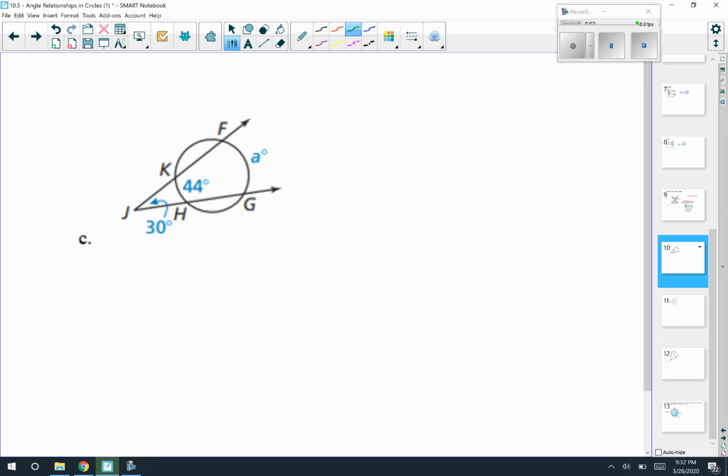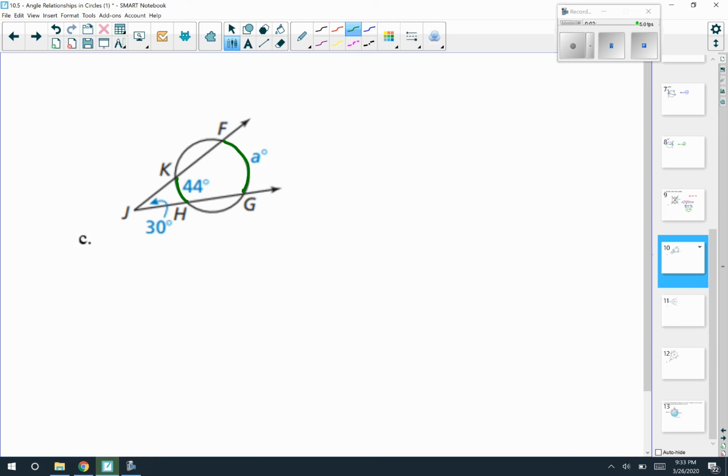Letter C. Find the value of the variable. I'm looking at A. So this time we have two secant lines, but they don't intersect inside the circle. They intersect outside the circle. So now that they're intersecting outside the circle, there's my first intercepted arc. There's my second intercepted arc.